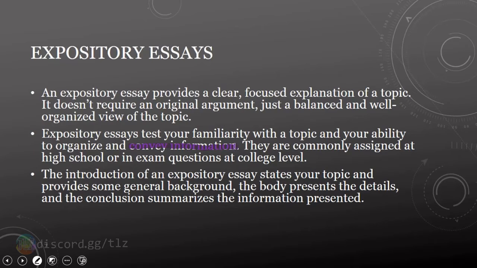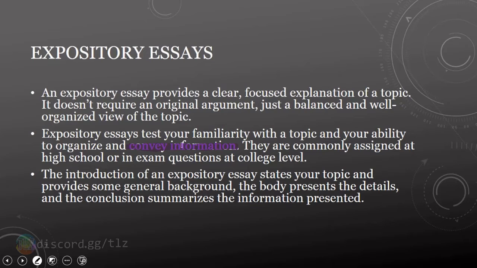So this is a common factor between expository and argumentative, just that the way you're conveying information varies, because this is just generic, while the argumentative is more specific and personal or original. And these essays are very common at high school level, or exam questions at university or college level.